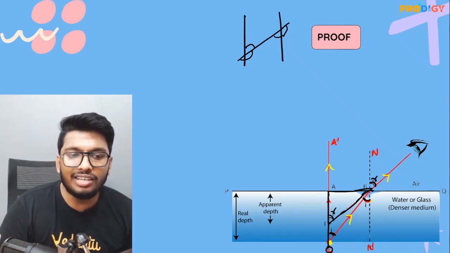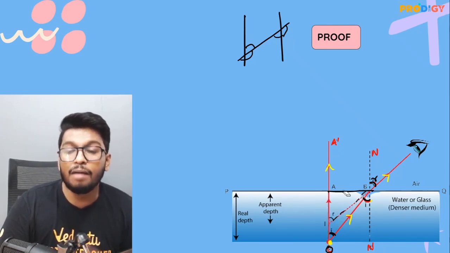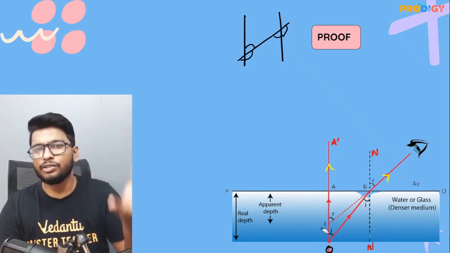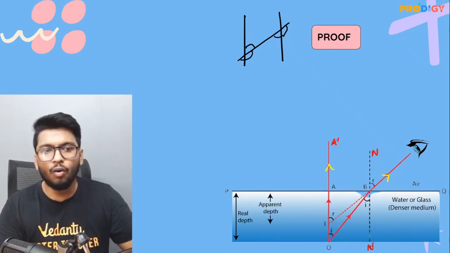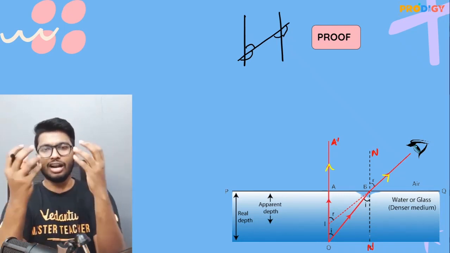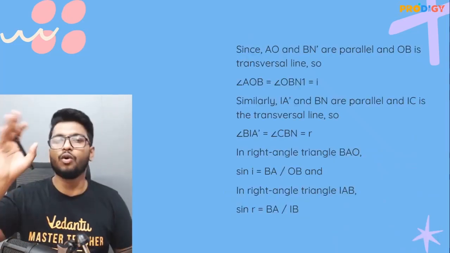So what is this position I? Let me tell you that also. This position I is nothing but the apparent position, and O is nothing but the real position of that particular object. O is the original or the real depth, and I is the apparent depth that your eyes are actually seeing. Okay, now guys, let's go to the actual derivation.